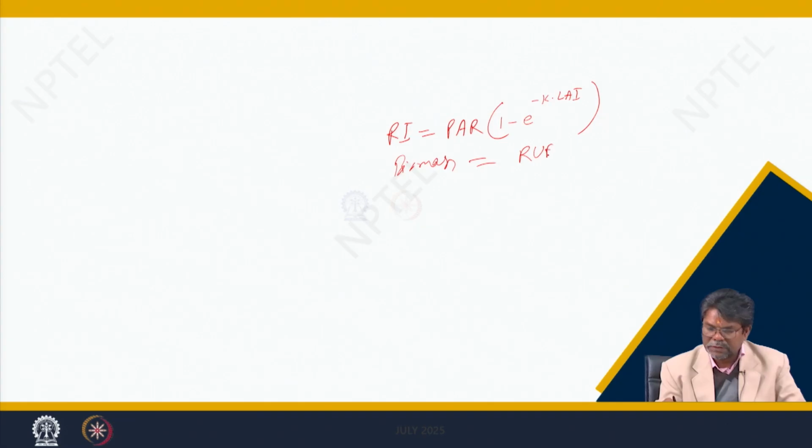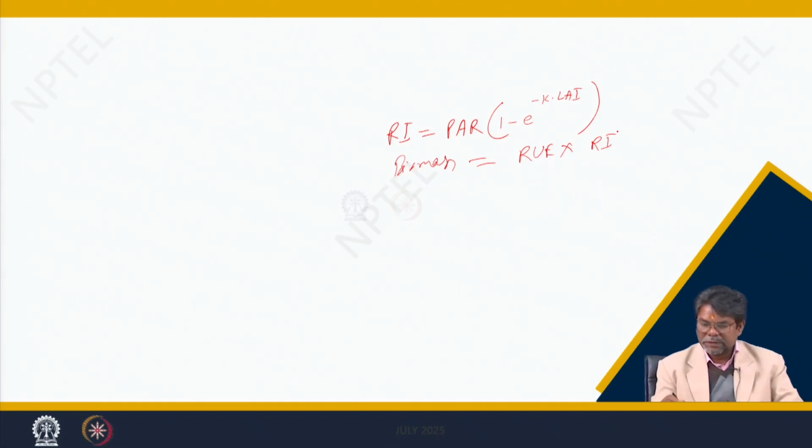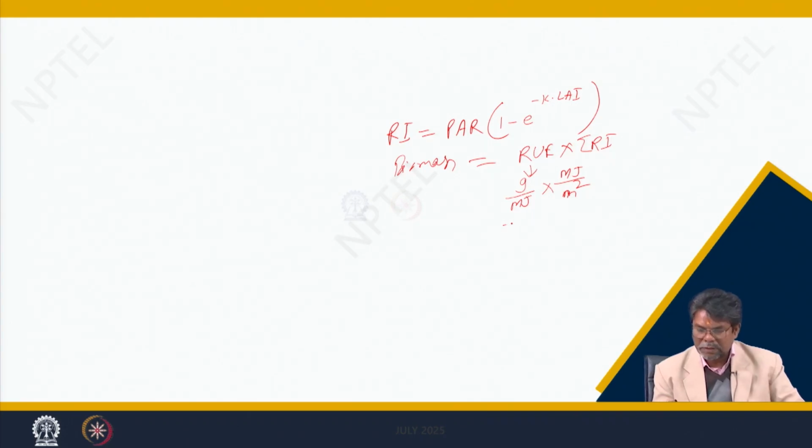So, with this interception of radiation, biomass is equal to RUE, radiation use efficiency, into radiation interception, because this RUE is gram per megajoule, the amount of biomass accumulated per unit interception of radiation, into radiation interception, that is megajoule per meter square. You can say summation because of the full total radiation interception during the crop growing period. So, this gives biomass in gram per meter square.